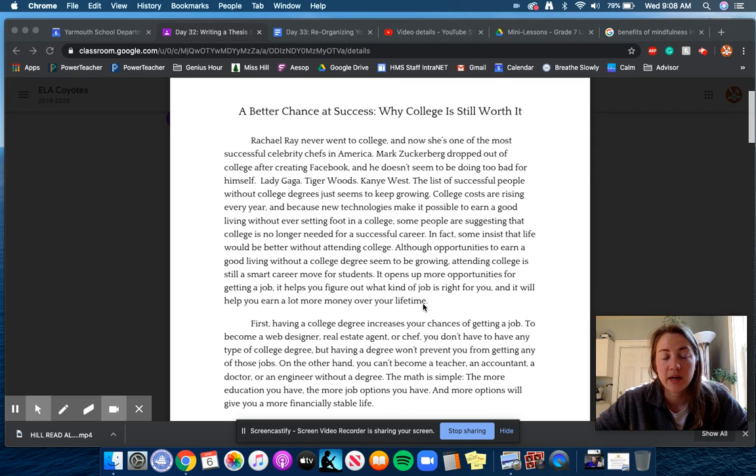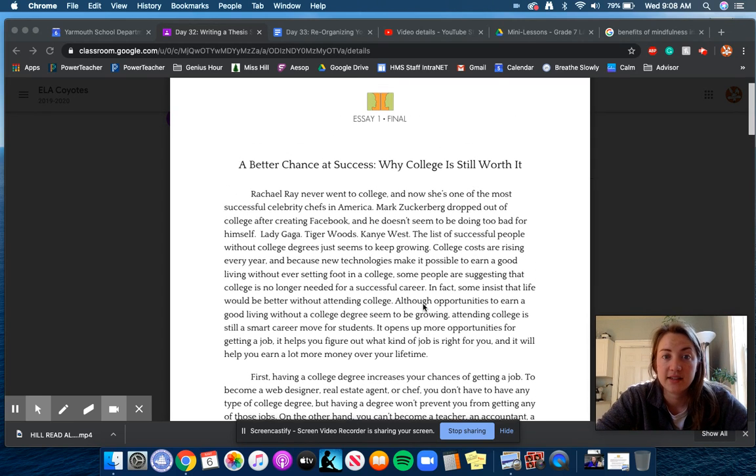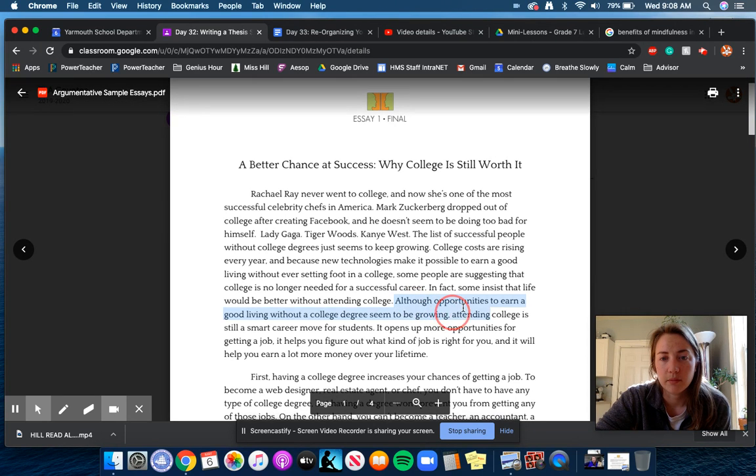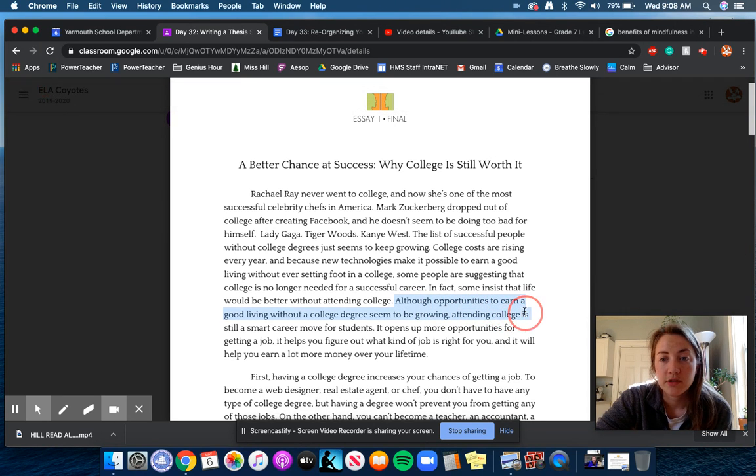Generally speaking, the body paragraphs are going to get their own reason. So in this first essay, the one called A Better Chance at Success, Why College is Still Worth It, the concession starts here. Although opportunities to earn a good living without a college degree seem to be growing, boom, that is the concession. So acknowledging the other side. Attending college is still a smart career move for students. That's the thesis. That's the main argument.